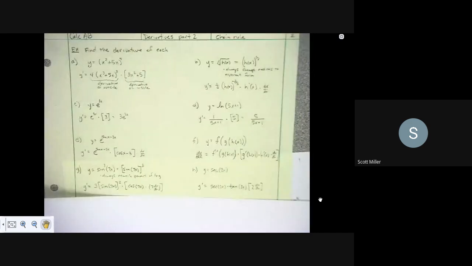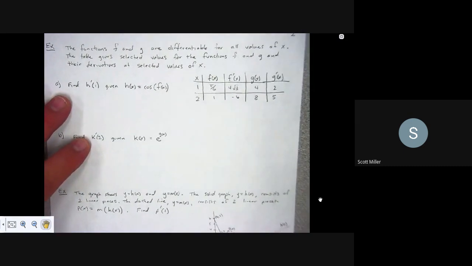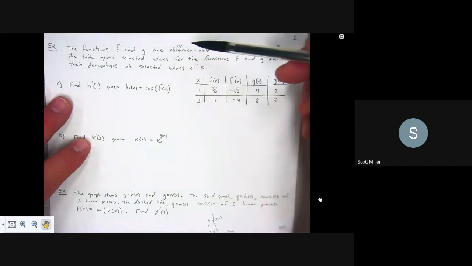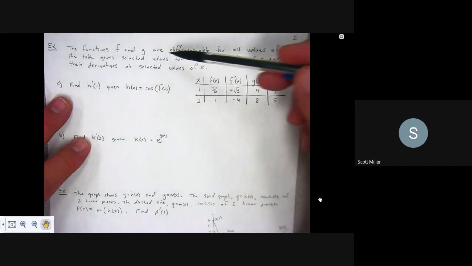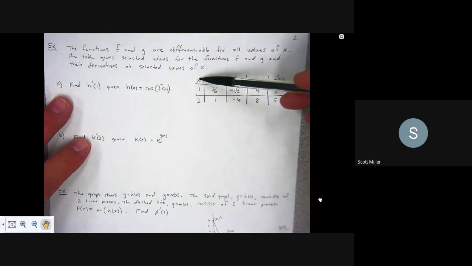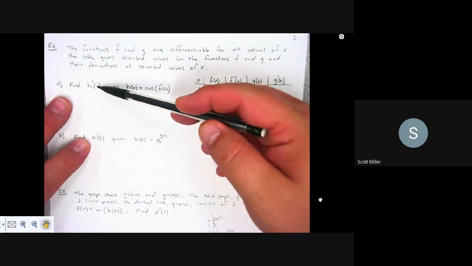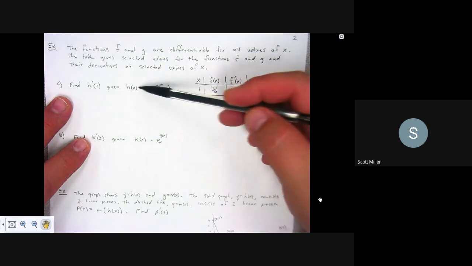Okay, so I have another example. Go with the table. This may be a look that you might see on a test of some fashion. The functions f and g are differentiable for all values of x. The table gives selected values for the functions f and g and their derivatives at selected values of x. So when x is 1, f of x is that, f prime is that, g is that, g prime is that, and so forth. Then they want you to find the derivative of h with respect to x at 1, and h is this function right here.